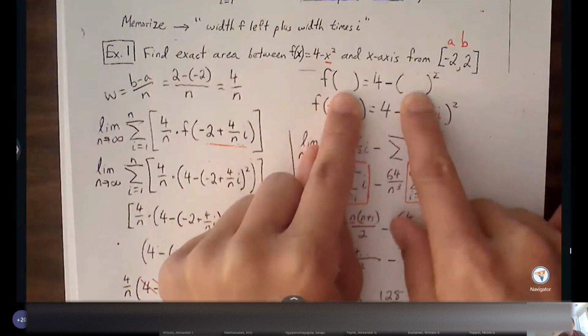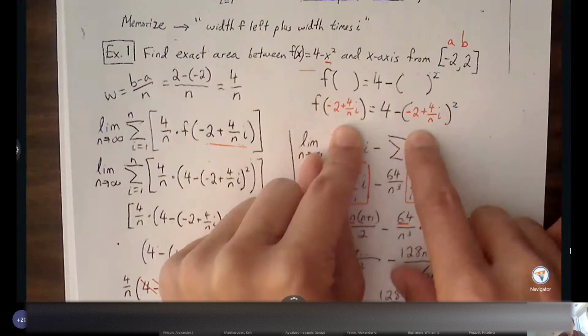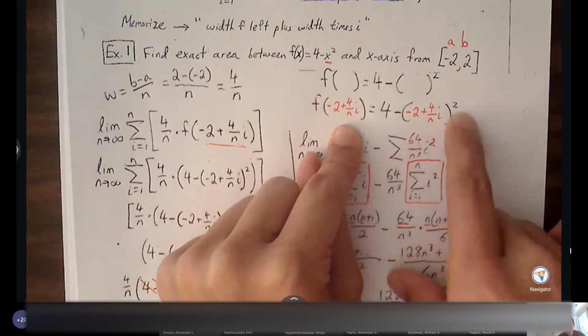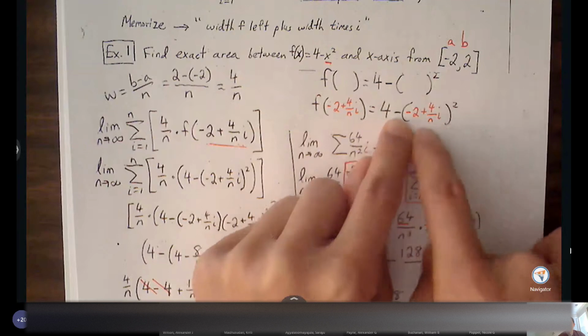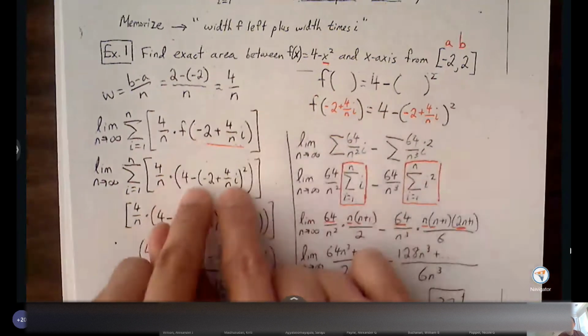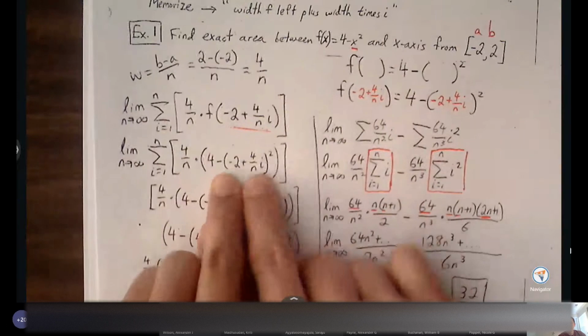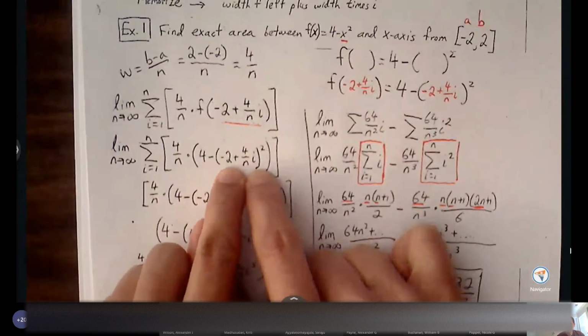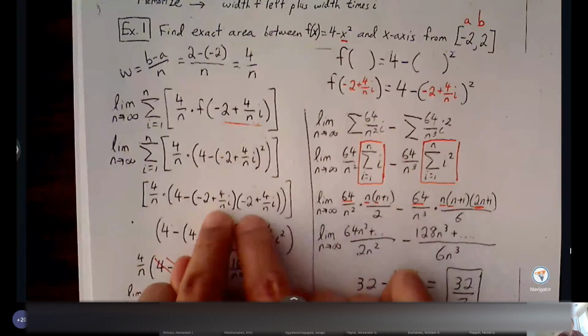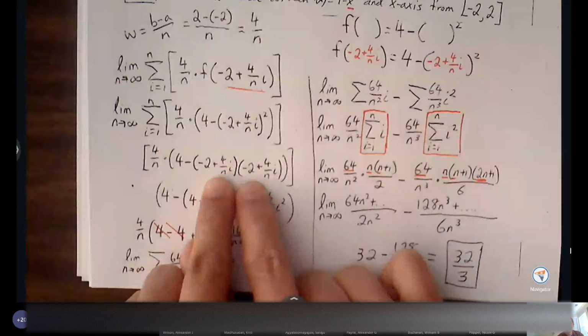So f of -2 plus 4/n i is equal to 4 minus (-2 plus 4/n i) squared. So now we have something that is a replacement for my function notation. I get it out of function notation, and then I'm going to make sure I follow order of operations to be able to expand out correctly.